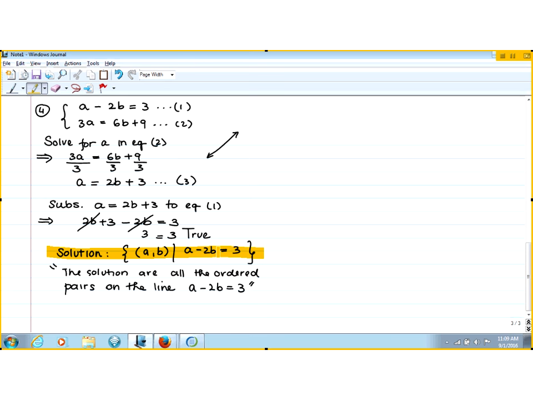Doable? Can you tell the difference between number 4 and number 3? Yes? Okay. All right. Why don't I use the other equation? Why do I use the first one?